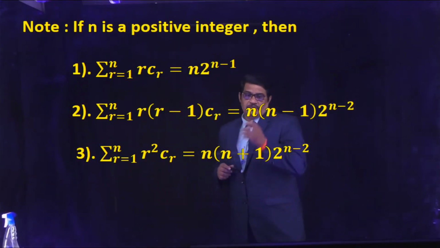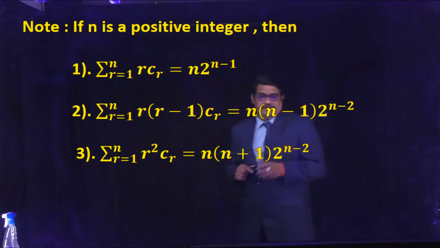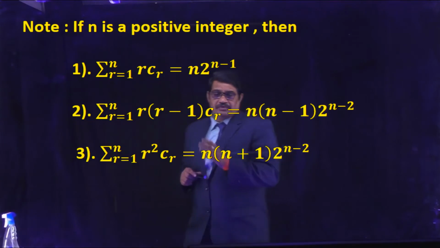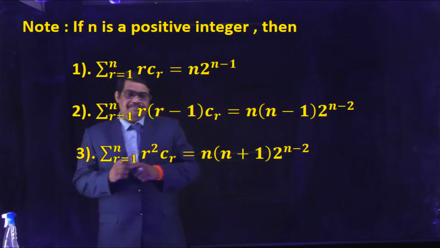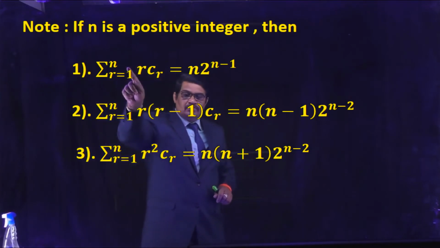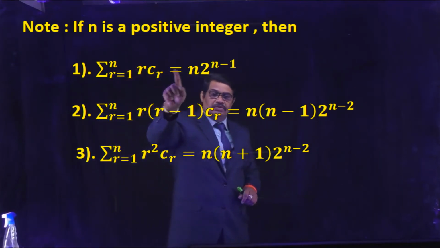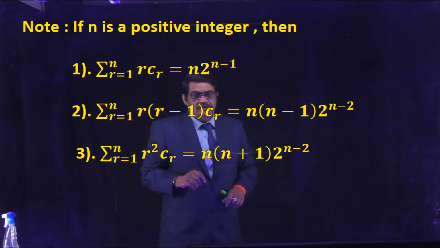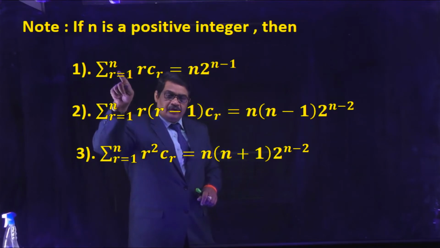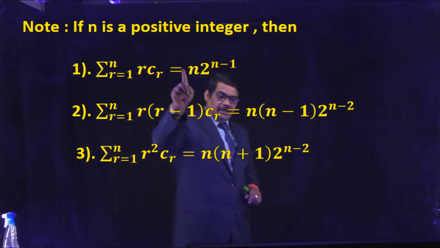See the note here. If n is a positive integer, then these are the results. The first one is sigma r equal to 1 to n of r into Cr is equal to n into 2 to the power of n minus 1. So in this expansion we are getting 1 C1, 2 C2, 3 C3 and so on n Cn.